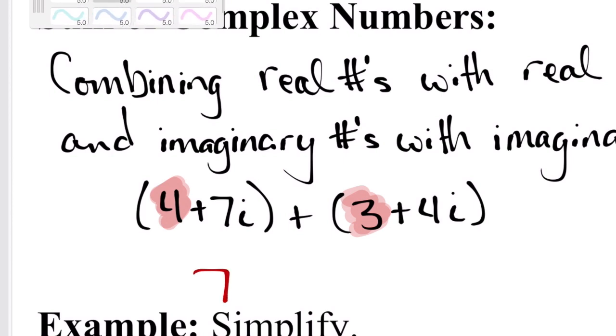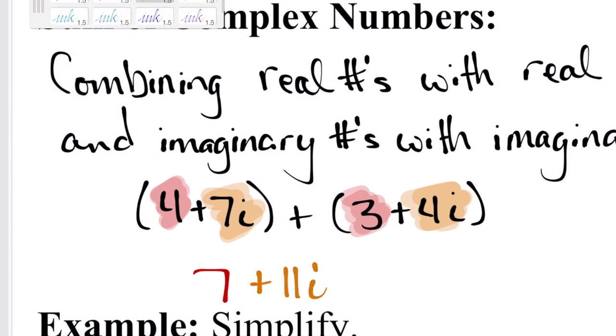And then I have my 7 and my 4i. So 7i plus 4i is going to give me 11i. So plus 11i. And 7 and 11, 7-Eleven, that's a gas station in the US. 7 and 11 are not like terms because the 11 is imaginary, the 7 is real, so they're just going to hang out next to each other like good real and imaginary friends do.